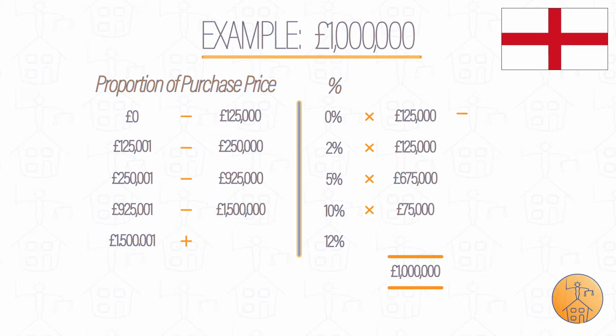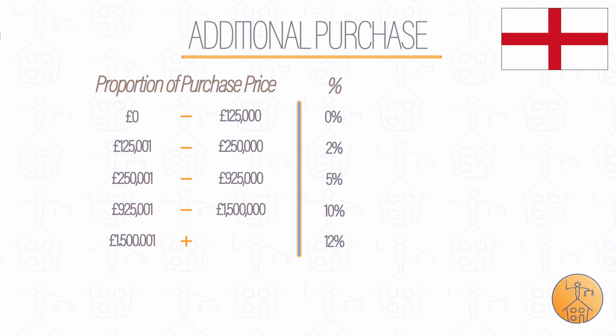So the calculation is £0 for the first £125,000, £2,500 for the next £125,000, then 5% of £675,000 is £33,750, and then 10% of £75,000, which is £7,500. £0 plus £2,500 plus £33,750 plus £7,500 totals £43,750. Different rules apply if you are buying when you already own another property.